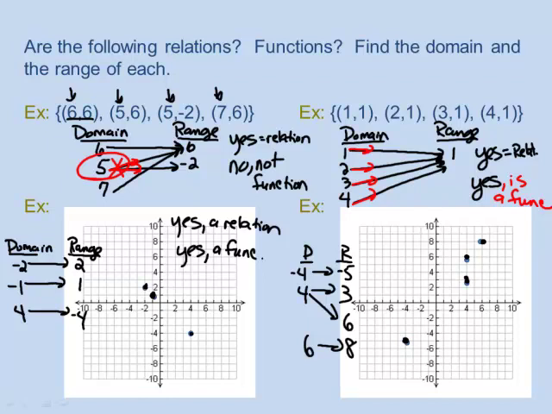The questions are the same. Is that a relation? The answer is yes. It is a relation. Is that a function? The answer is no. This is not a function. And the thing that keeps it from being a function is that 4. Notice that we're putting in an x value and getting 2 different y values out of the same x value. So no, this is not a function. It is a relation.